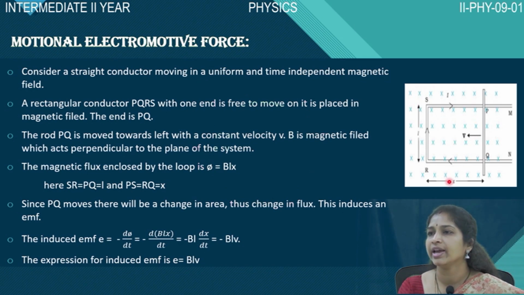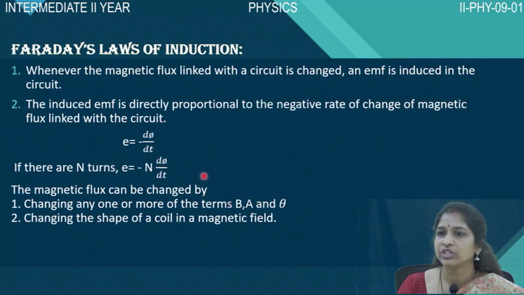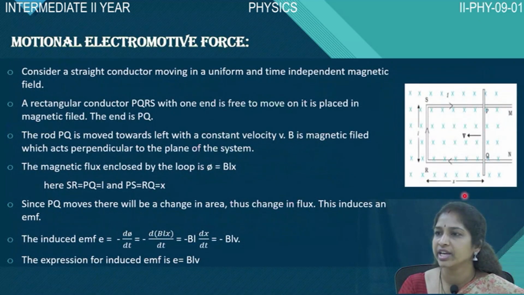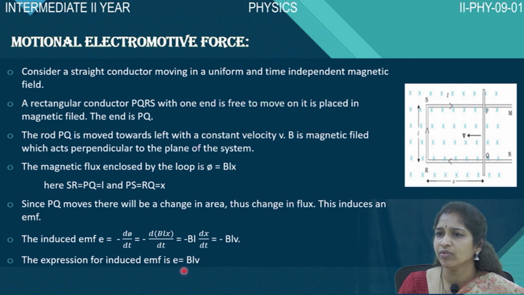So there is a change in X, which means there will be a change in the area. When there is a change in the area, I can say there is a change in the flux. Why? Because we have already discussed that the flux depends on B, A and theta. It also depends on A. So when there is a change in the area, the flux linked with the circuit will change. And according to Faraday's law, when there is a change in the flux, EMF is generated. So what is that EMF? We are going to find out.